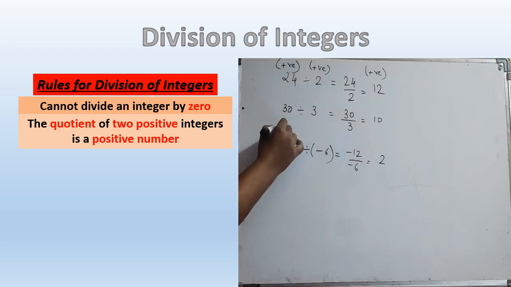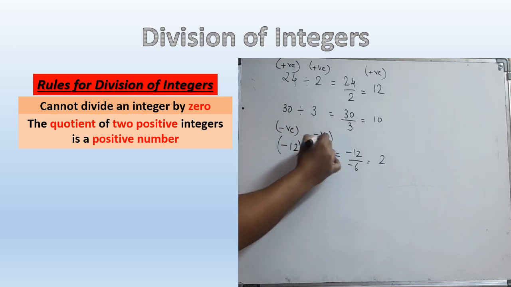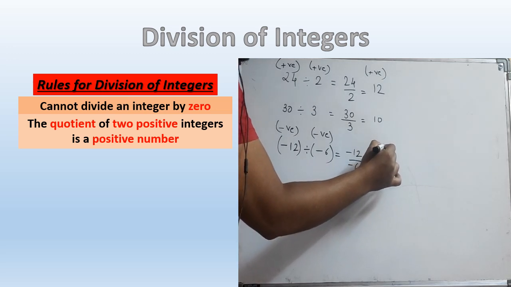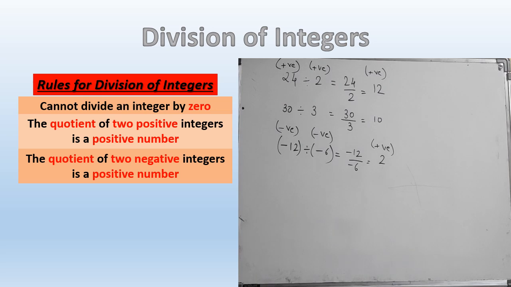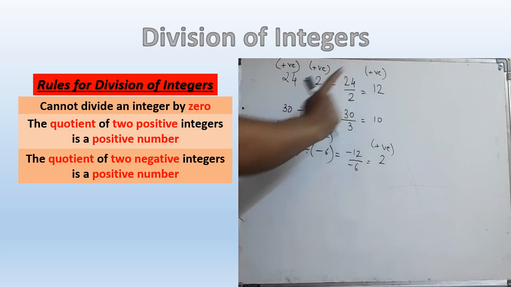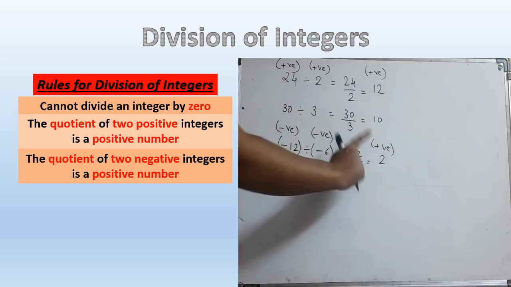Remember, the second rule is: when you divide a negative integer by a negative integer, the quotient you get is a positive integer. It is the same as the rules of multiplication. See, positive, positive, positive; negative, negative, positive.